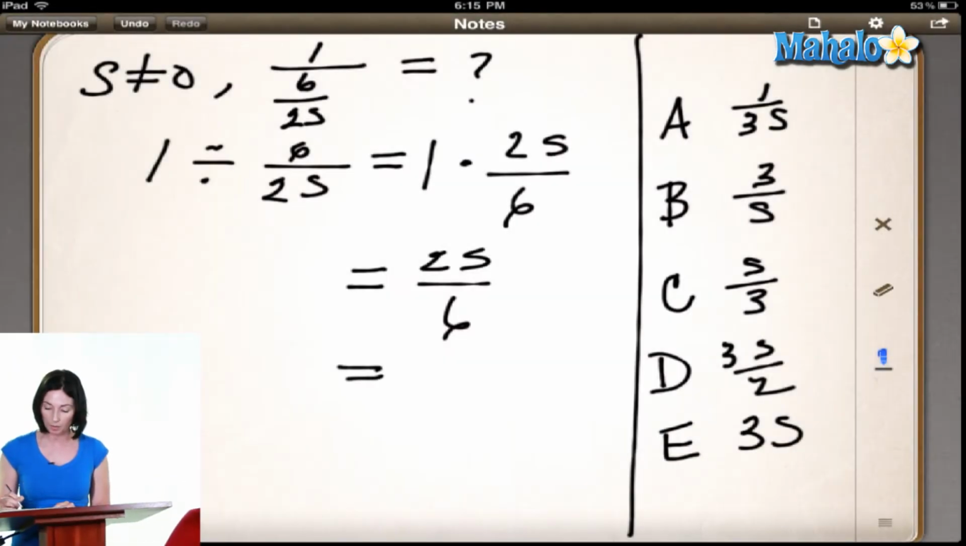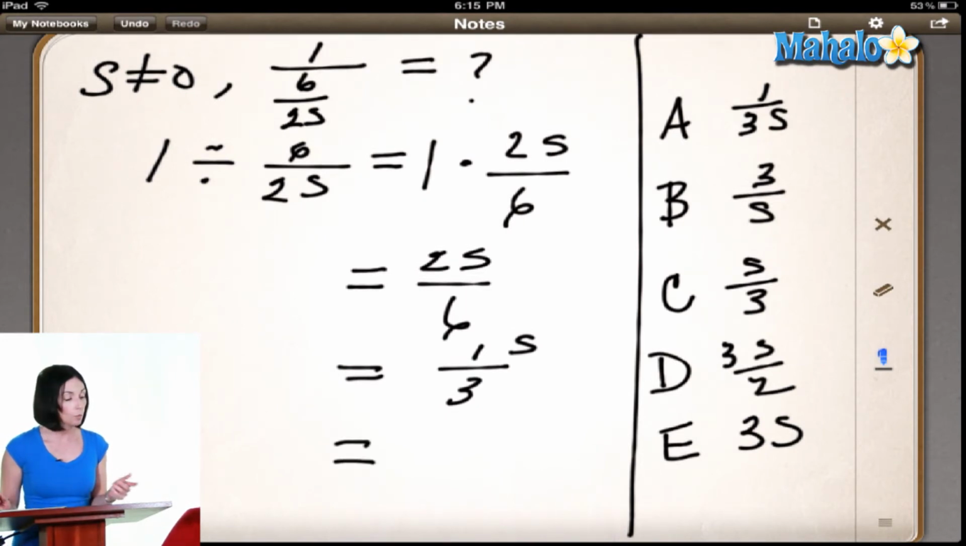Can we do anything about the s? Now, the s is just a variable. We don't know what it is. But what is 2 over 6 reduced to? 1 over 3. Exactly. So this becomes 1 over 3 times s. Now, is that one of our answers? Yes. Which answer? A. That's 1 over 3s. Our answer is 1 over 3 times s.